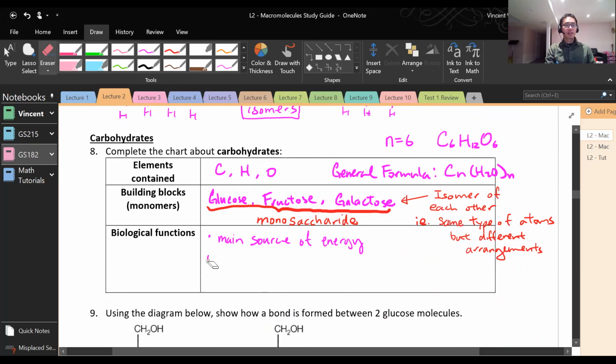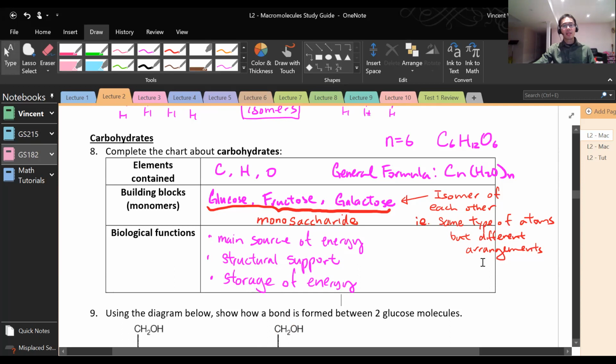Biological function: main source of energy, structural support, right? For plants, for example. Also, we need it for storage of energy. You can burn it for energy immediately, or you can store it. These are some examples of biological functions of carbohydrates.